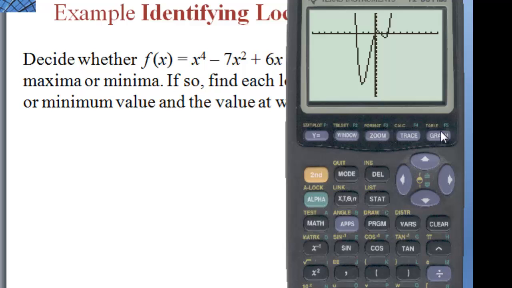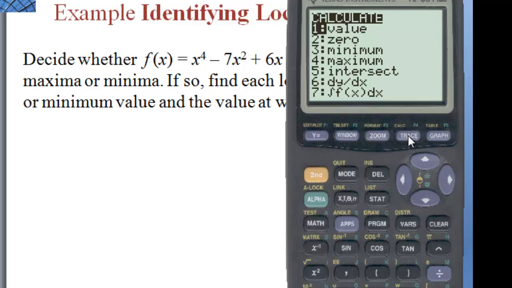So on this equation we can see we have a local minimum here, a local maximum here, and a local minimum here. What we want to do now is find out what those values are. Again, we're going to let our calculator do the work. To find the maximum or the minimum, we're going to go to the Calc button. To get there, we go second and trace, which gets us to Calc.